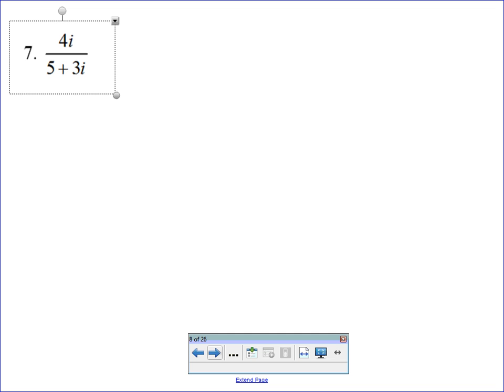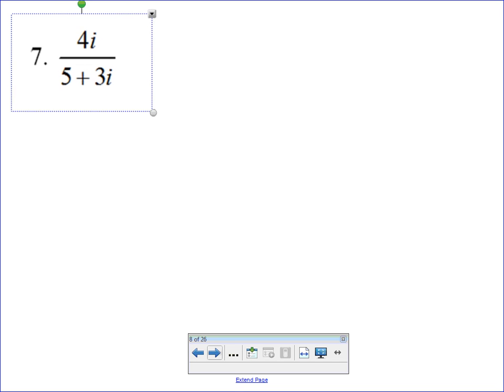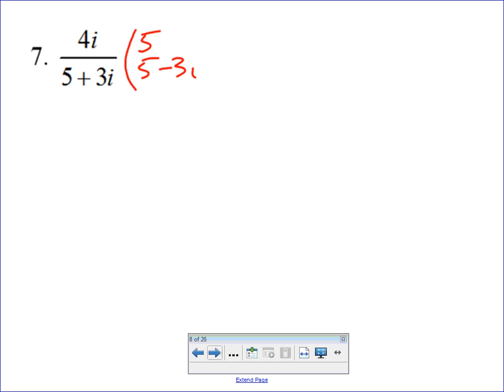All right. So number 7 is very much like number 3 in that we're not allowed to have an imaginary number in the denominator of our fraction. But I can't just multiply by i because it's being added. So once again, I'm going to have to multiply by the conjugate, which is 5 minus 3i.